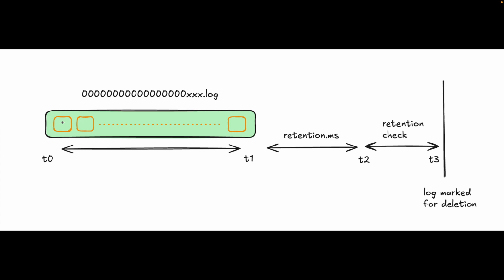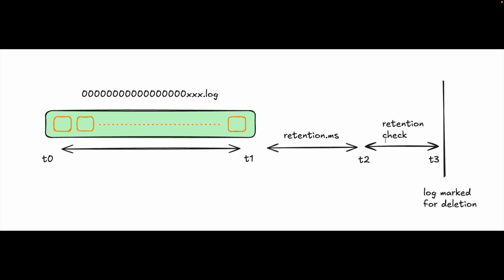So how much time elapses in this scenario? We may see in this diagram. First, this is the amount of time t1 minus t0. Then it is retention milliseconds, or t2 minus t1. And finally, we have to wait even a little bit more before the retention check happens, because this happens in the background. And after the retention check happens, our log is rotated and marked for deletion.